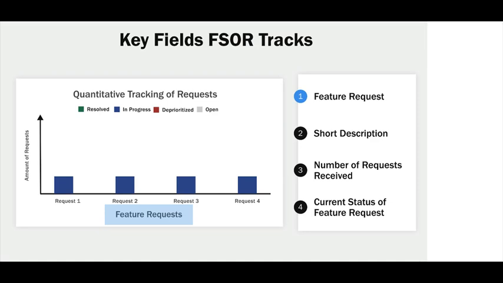The key fields that an FSOR needs to track are the feature request, short description of what it is, number of requests received, and current status of the feature request: resolved, in progress, deprioritized, or open.